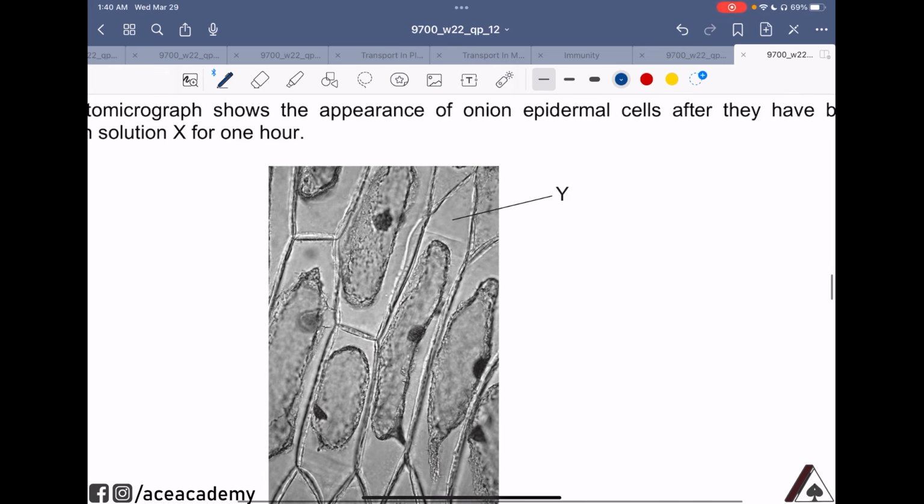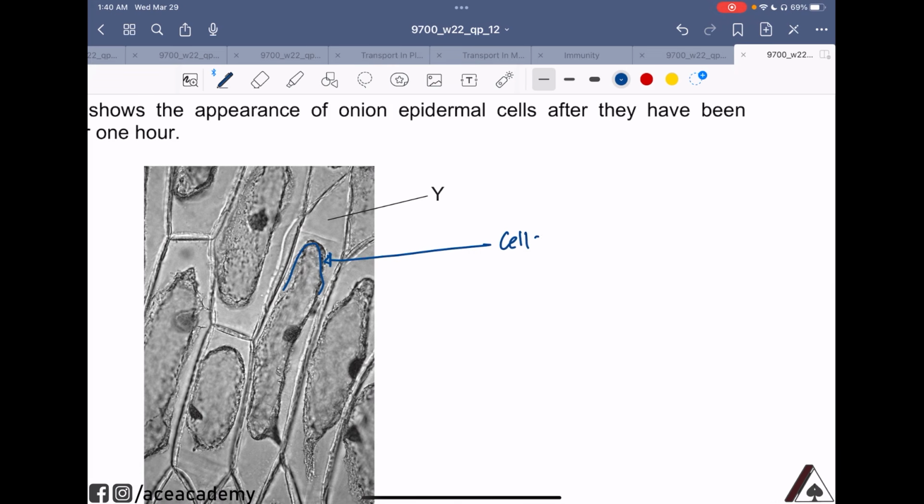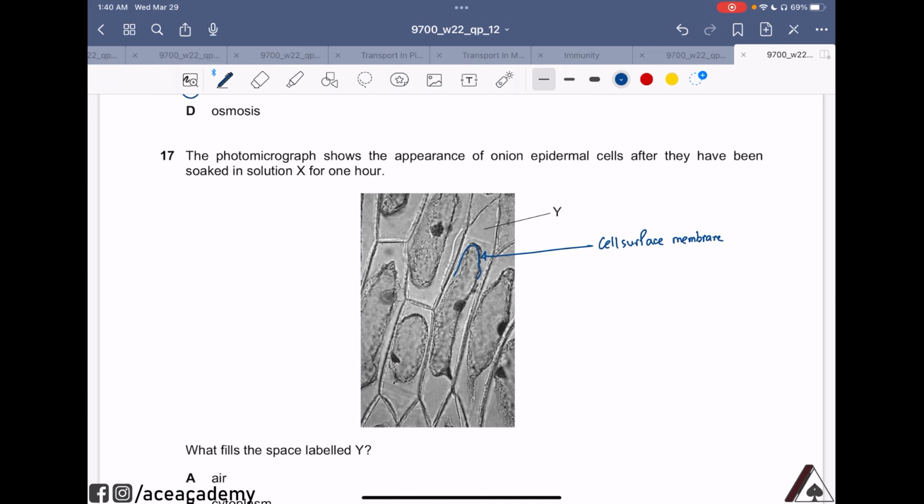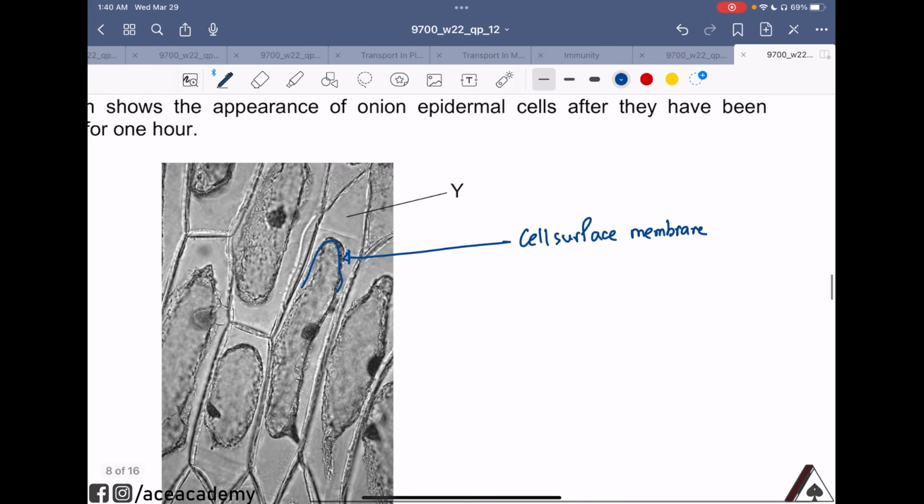So as you can see over here, this thing is the cell surface membrane. Normally, this cell surface membrane pushes against the cell wall and thus takes up the content of the entire cell. But this cell over here has been plasmolyzed.